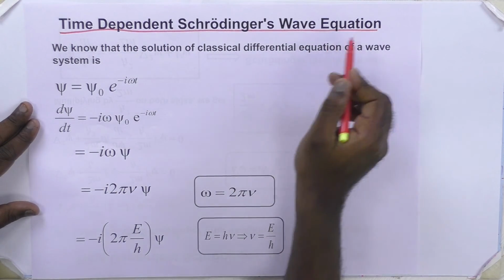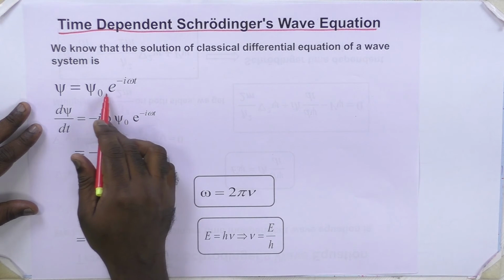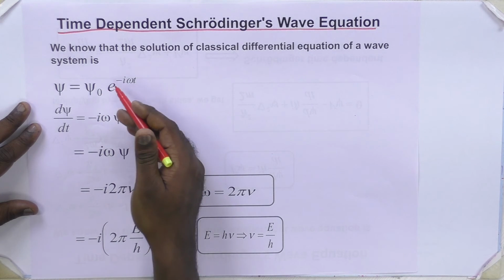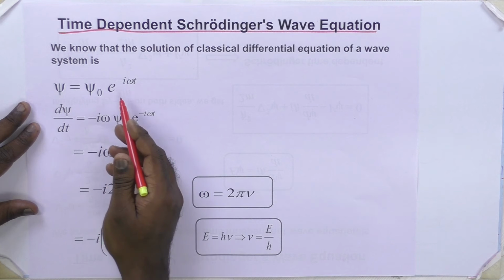So the second assumption, psi is equal to psi naught e to the power minus i omega t. That assumption is what we got in the previous slides. We have shown that wave function. Similarly, we have also derived that equation from the same wave equation.